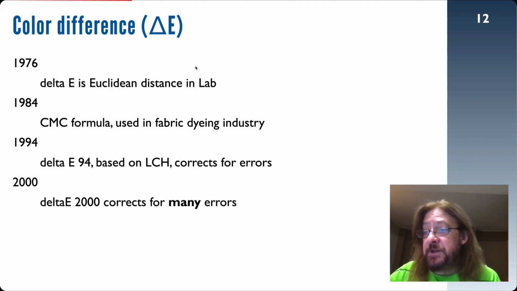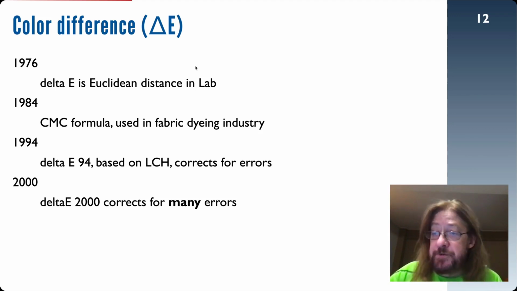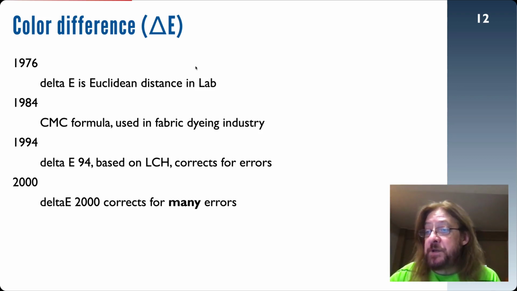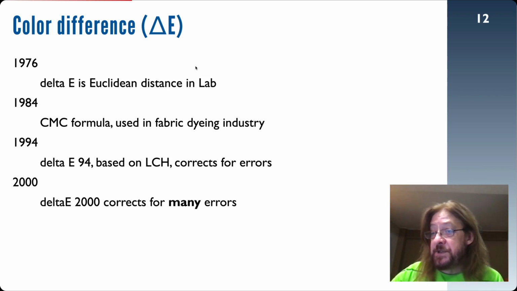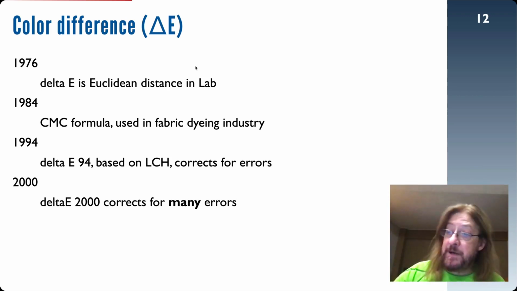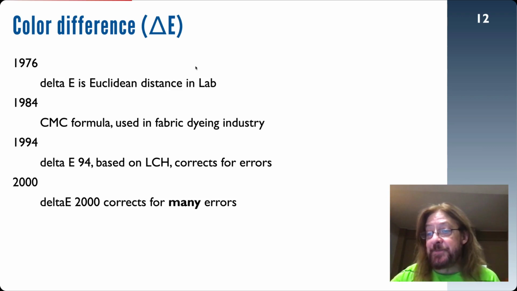CMC and deltaE 94 both made weighted sums of differences in lightness, chroma, and hue, weighing hue differences more strongly. deltaE 94 has now been totally replaced by deltaE 2000, which is still the state of the art for SDR color differences, and which I already mentioned without justification a couple of slides back.